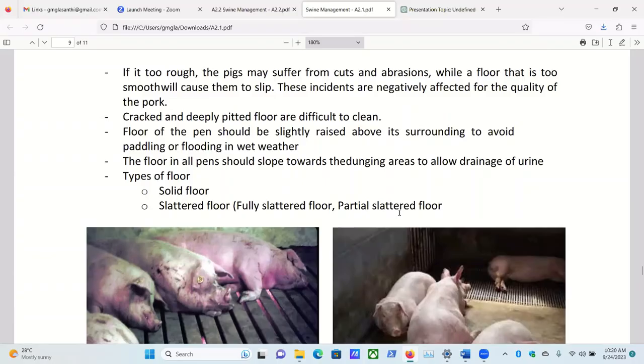At the same time, the floor should not be too rough or too smooth. If it is too smooth, definitely animals will fall down after they sleep. They can slip. If it is too rough, pigs may suffer from cuts and abrasion. They can get scratched and injured. Okay.